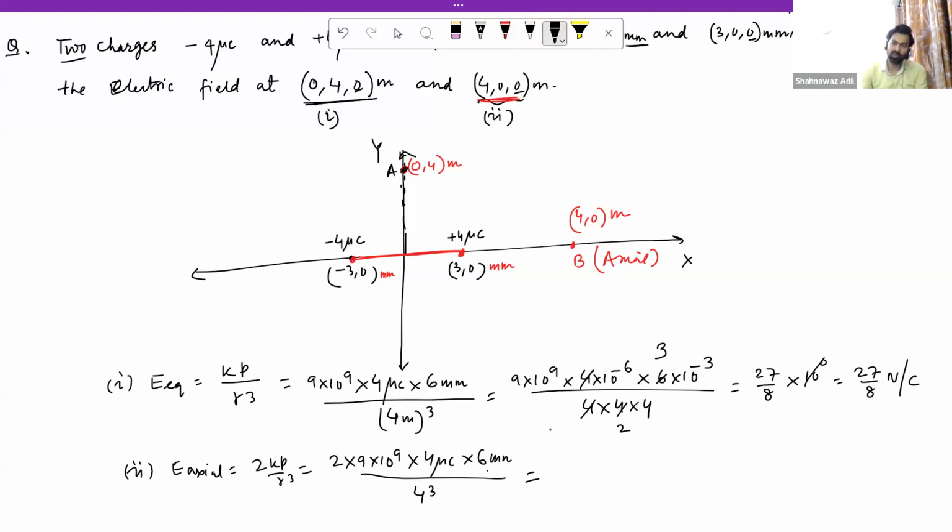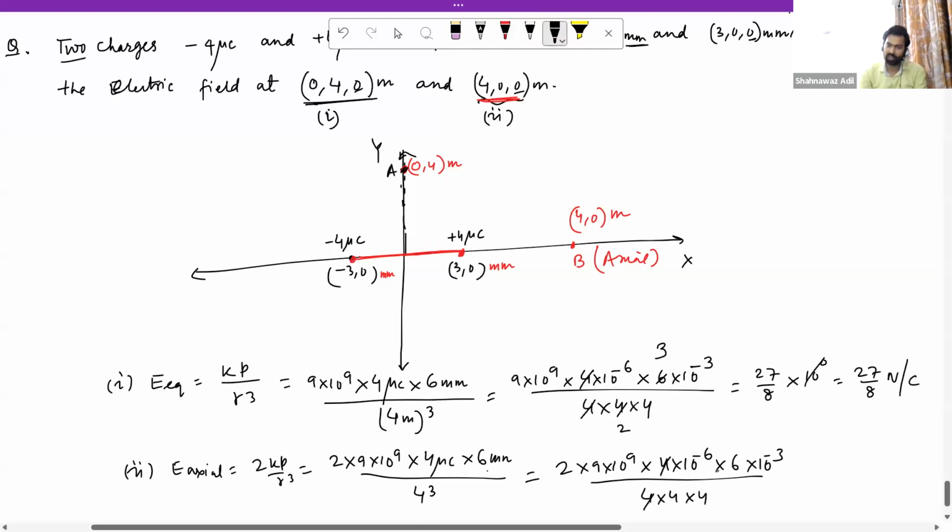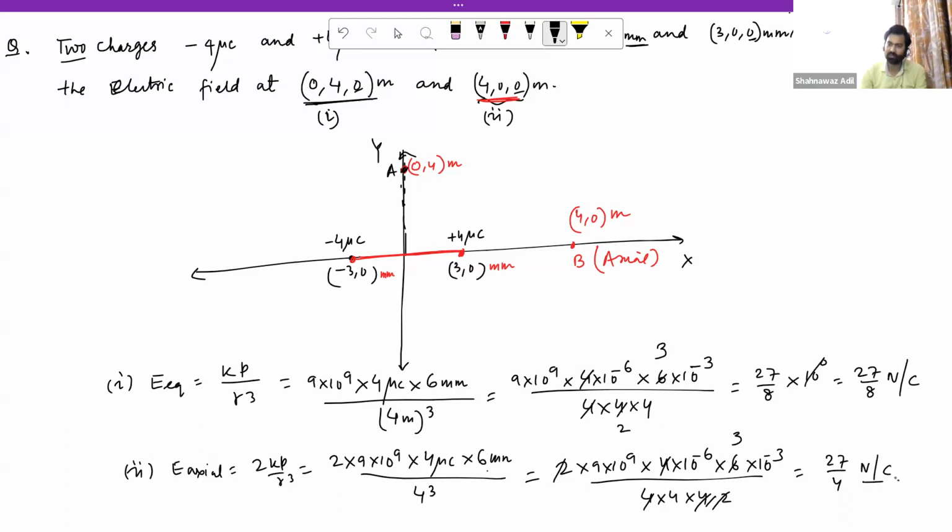Yes, sir. So this would be how much? This would be 2 into 9 into 10 to the power 9, 4 microcoulomb is 10 to the power minus 6, 6 milli is 10 to the power minus 3, and then 4 into 4 into 4. So 4 and 4 cancel. This is 3, this is 2, and then this 2 and this 2 cancel. And then 6 minus 3 is 9, 9 minus 9 is 0. So you have only 9 into 3, which is 27 divided by 4. So this is the answer. Is it clear? Yes, sir.